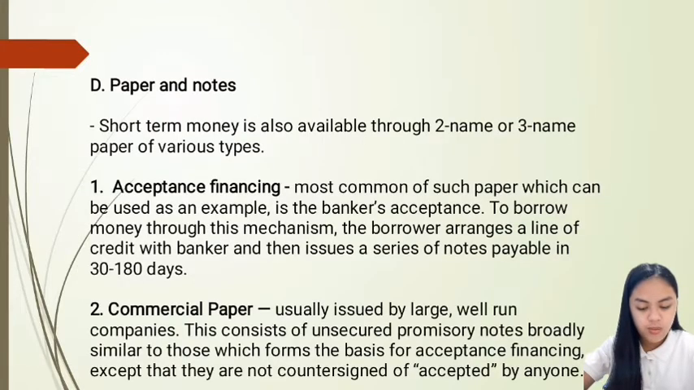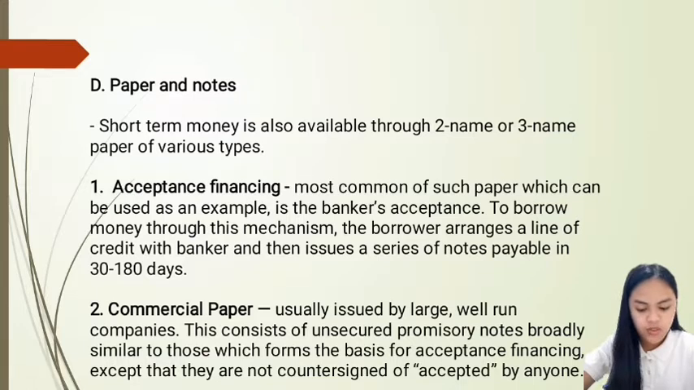Lastly is the paper and note. Short-term money is available through two-name or three-name paper of various types. We have here the various types of paper and note. First is acceptance financing. The most common of such paper, which can be used as an example, is the banker's acceptance. To borrow money through this mechanism, the borrower arranges a line of credit with a banker and then issues a series of notes payable in 30 to 180 days.